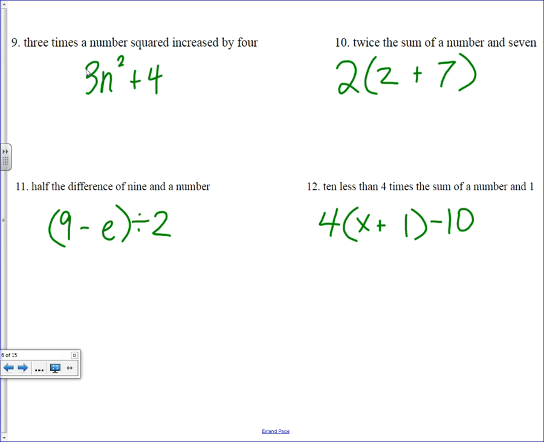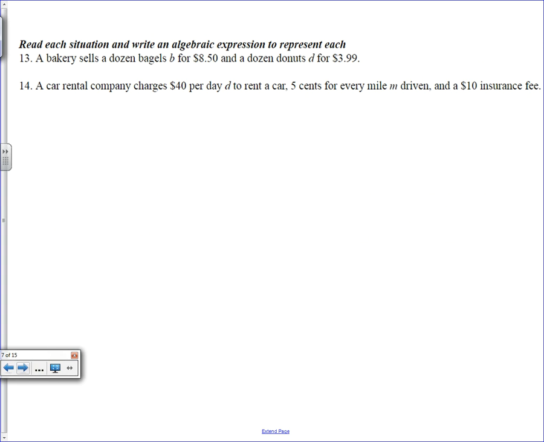All right, we're moving right along here. Okay. Now we've got some word problems. You have to write an expression. What does an expression not have? An equal sign. So can I solve it? We're just going to write it.